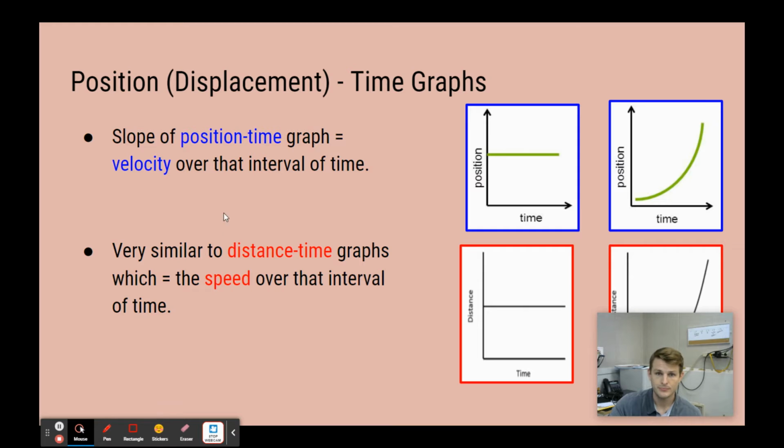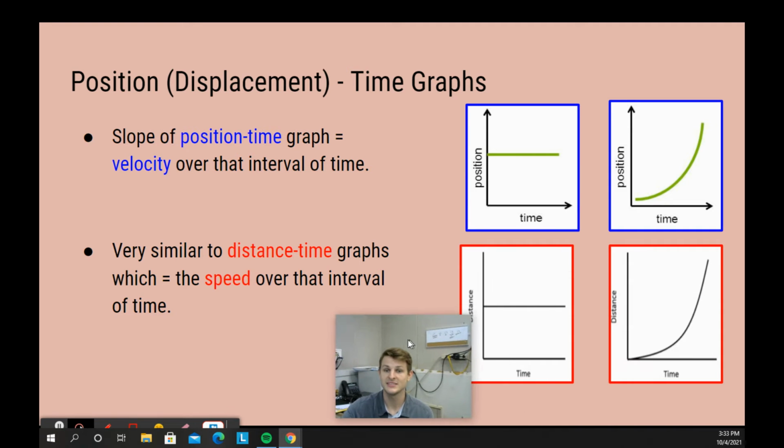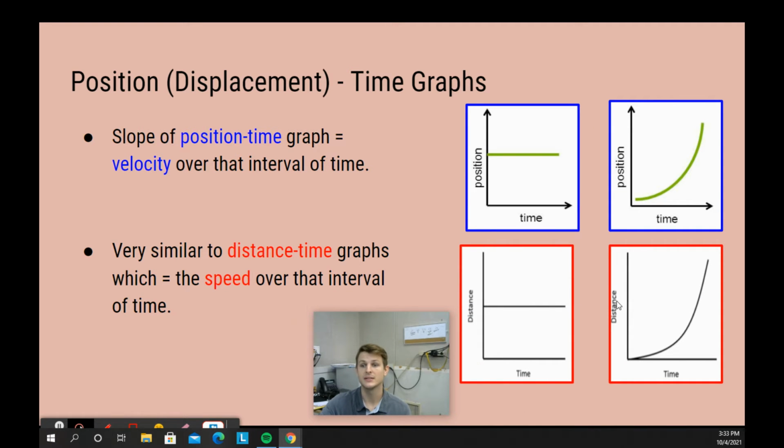So the slope of a position time graph is the velocity. Just like the slope of a distance time graph was the speed, velocity is the same thing, except it's the slope of the position time graph. How does the position change over time? You'll see on this first graph that the position does not change. In this graph, the position is the same at the starting time as it is on the ending time. That means it had a zero velocity. It did not change its position. Therefore, velocity must be zero.